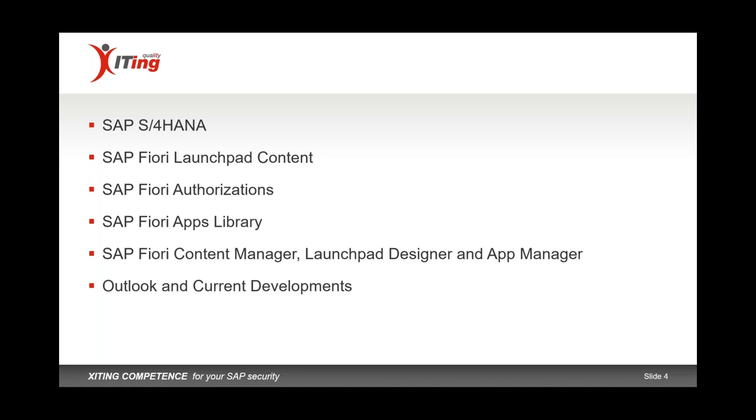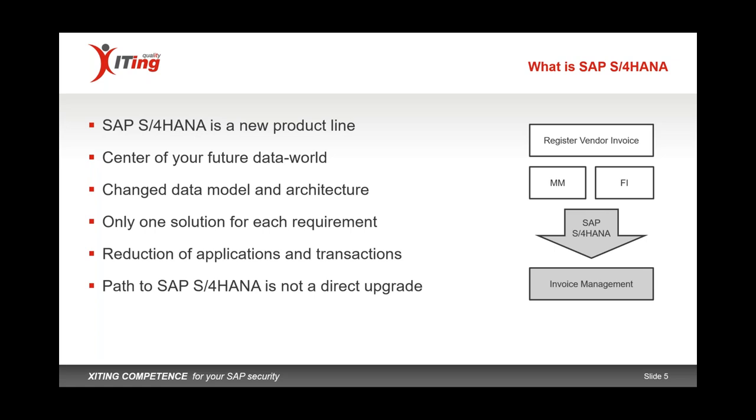All right. So before we get started and go into Fiori, like I said, I just want to talk briefly about S4HANA. S4HANA is a big topic right now. Every company is either considering moving to S4HANA, is in the process of a migration, or maybe is already on S4. So S4HANA basically is a new product line. It will be our center of the data world. So going forward, S4HANA will be very important. Sooner or later, we have to upgrade or migrate to S4. If you're running on ERP, we will run out of maintenance, and then the next step will be S4.